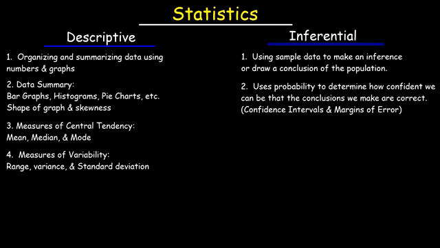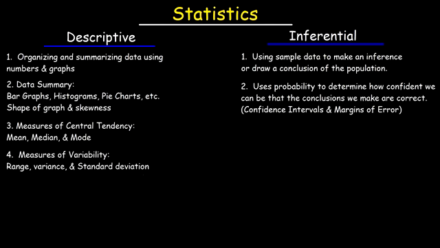The median is the middle number of a data set, and the mode is basically the number that occurs most frequently. So that's another way you could describe your data, using those types of numbers. You can also describe it in terms of range, variance, and standard deviation.